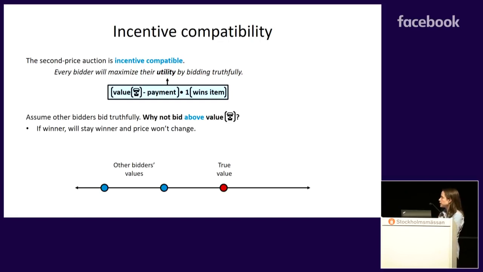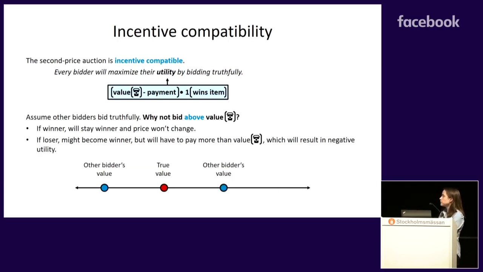Well, let's say that I'm the winner. So when everyone's bidding truthfully, I'm the winner, right? So my true value is above everyone else's values. Why wouldn't I want to bid above my value? Well, I'm still going to be the winner, and since I pay the second highest bid, my payment is not going to change, so I have no incentive here to bid above my true value.